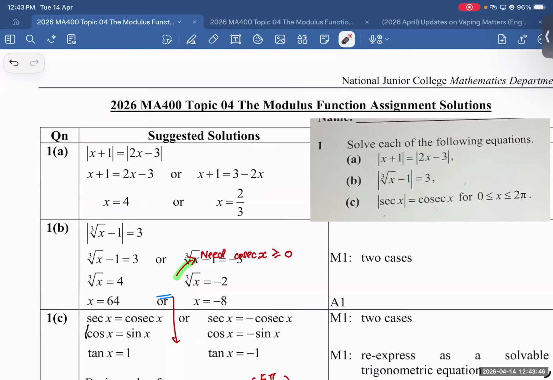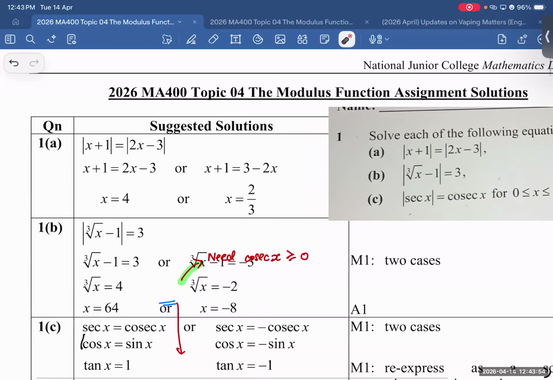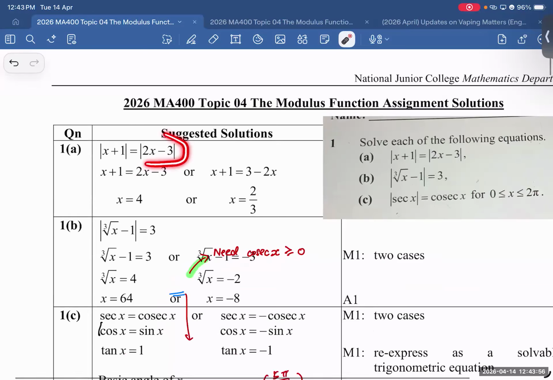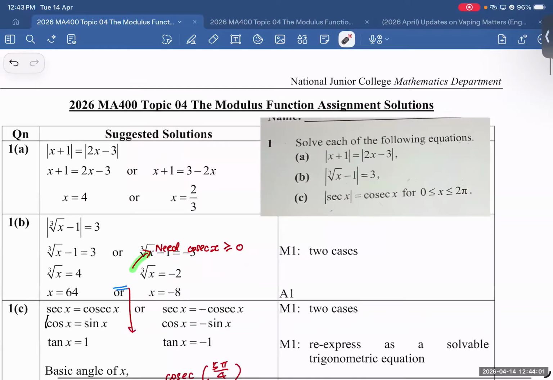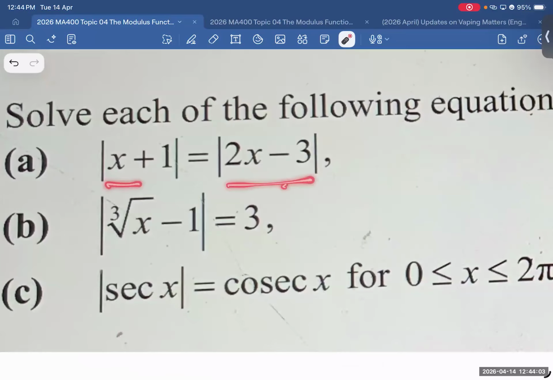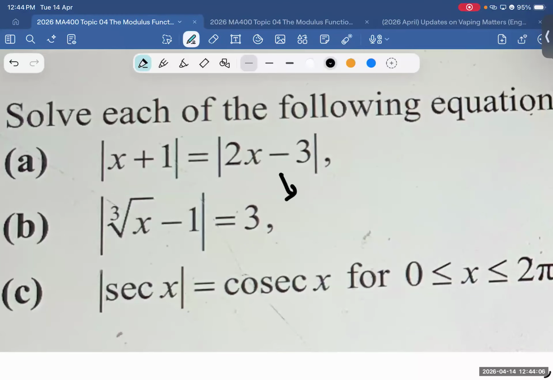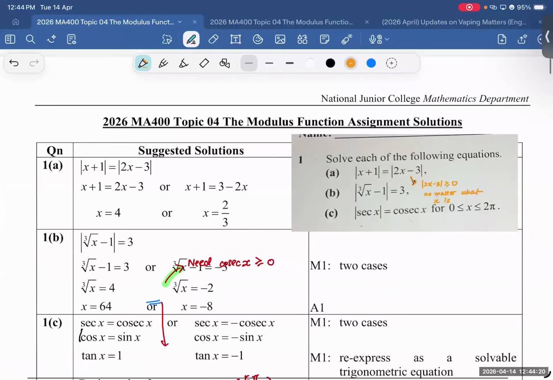You don't need to check, because it is protected. Because there's a modulus sign. So you remember, you see a question, this is guaranteed, it doesn't matter, because modulus 2x minus 3 is always more than or equal to 0, no matter what x is. So therefore, there's no need to consider any restriction.